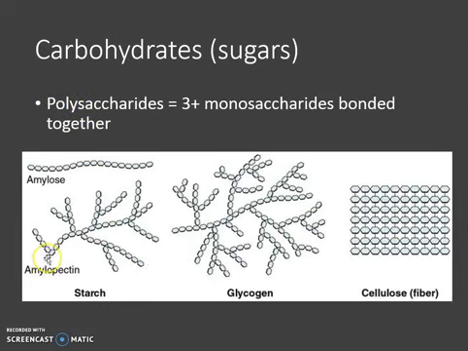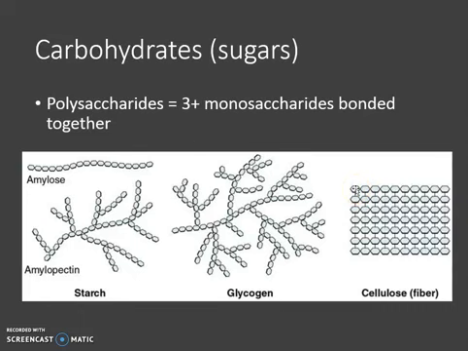Think about starch. So starch is the kind of complex carbohydrate in things like potatoes and corn. And each one of these little hexagons is a glucose molecule. Glycogen is another polysaccharide that our body uses as a way to store carbohydrates, and that primarily happens in the liver. Cellulose is a polysaccharide that makes up the structural component of plant cell walls.